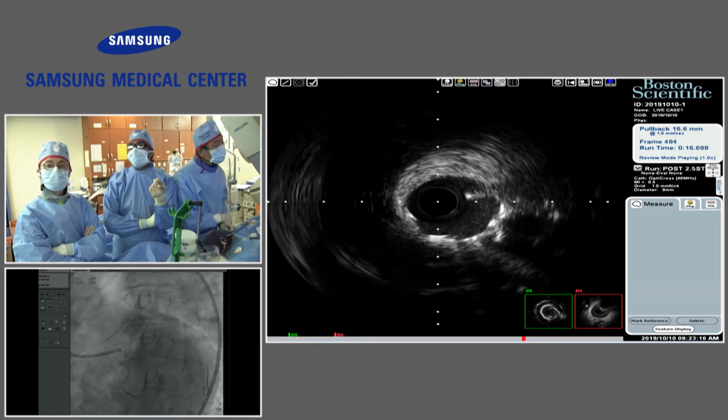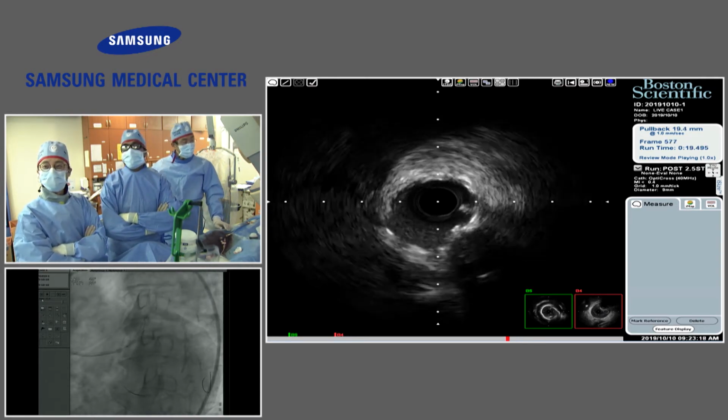Can you go to the previous IVUS, before stenting?